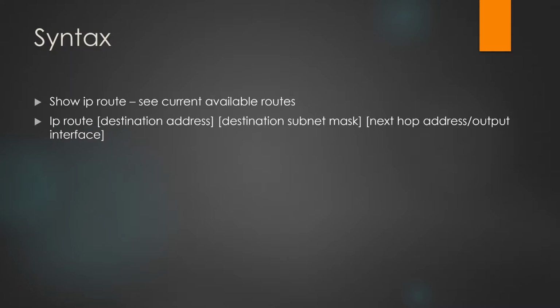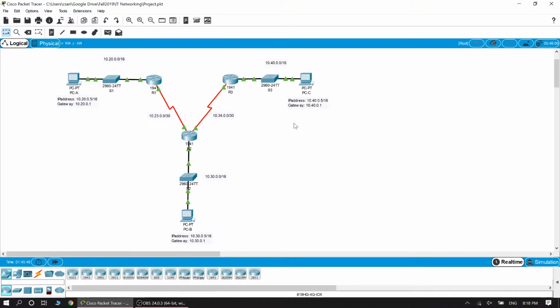up on Packet Tracer. Alright, so now that I've gone ahead and loaded up the Packet Tracer file, let's go ahead and take a look at the network I've set up, and from there we'll go ahead and start creating those IP routes.